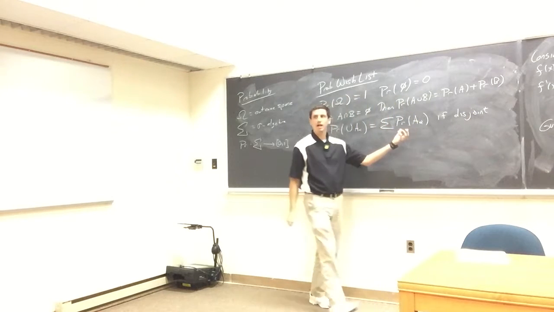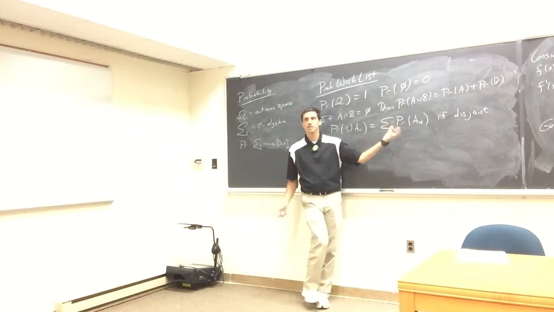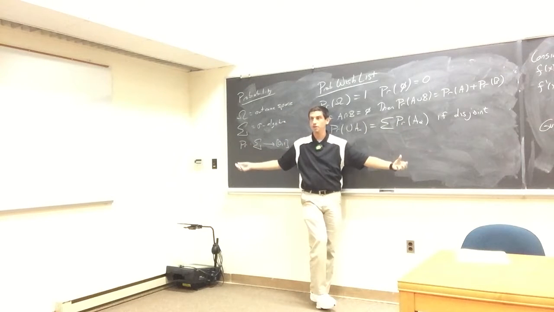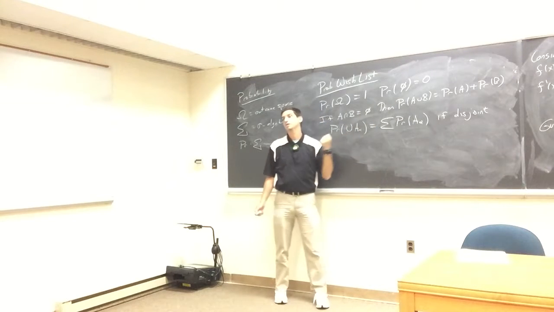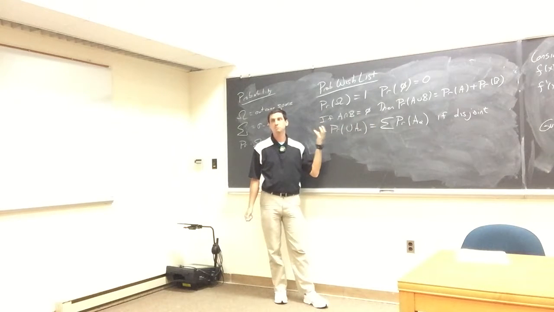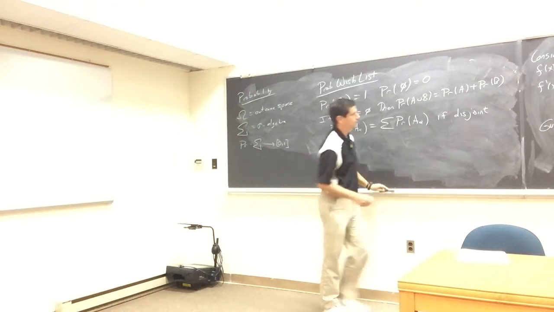So I'm not using n as my index because I may have an uncountable collection of elements. What I'm saying here is this is a nice wish list. If I have a collection of things that are disjoint, the probability that one of them happens is the sum of the probabilities that each one of them could happen. Does this seem reasonable? Yes. This leads to some problems. Let's imagine, let's go over here.